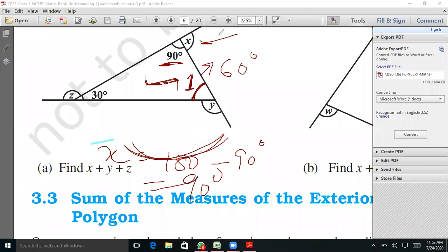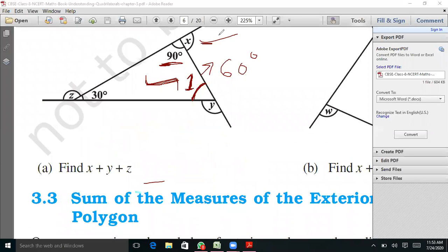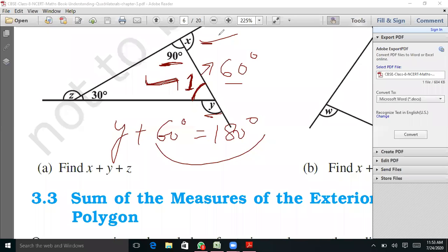How to find out y now? With the same method. Y plus 60 is equal to 180. Subtract 60. So y will be 120 degree. Same here. Z plus 30 is equal to 180. So z will be 150 degree. 180 minus 30 is equal to 150 degree.